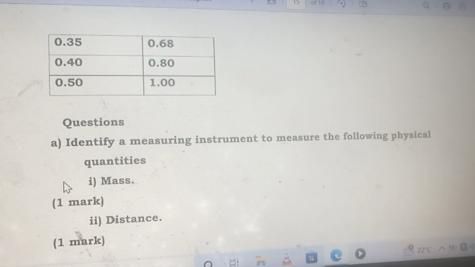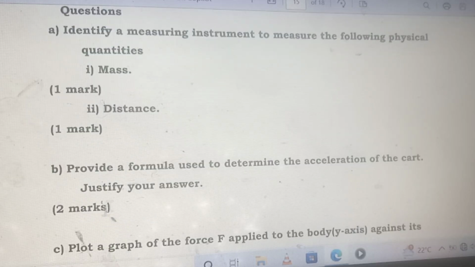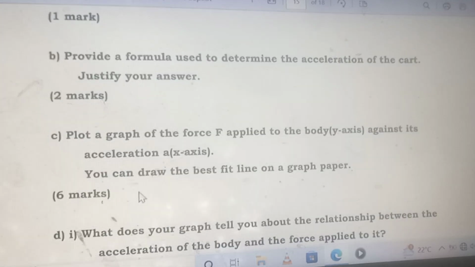A. Identify the measuring instrument to measure the following physical quantities. I. The measuring instrument used to measure mass is what? II. The instrument used to measure distance is what? B. Provide the formula used to determine the acceleration of the cart. Justify your answer. C. Plot a graph of force applied to the body against acceleration.